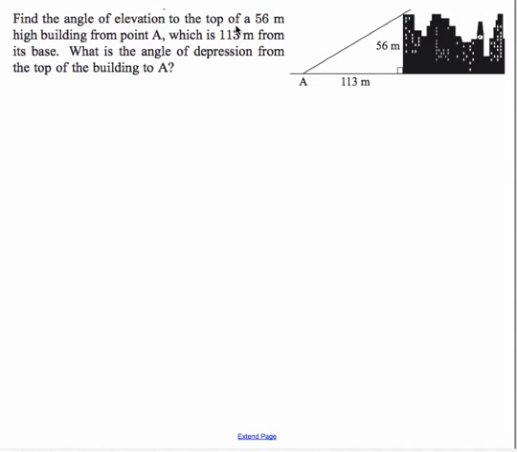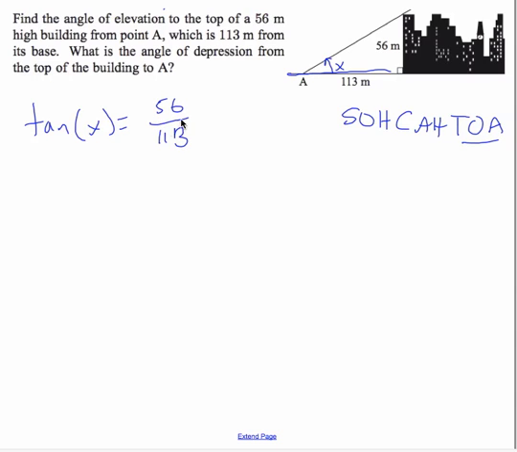Find the angle of elevation to the top of a 56-meter high building. So angle of elevation, this is the horizontal here, so the angle of elevation is right here. We call that x. We're going to find that first, and we can use SOHCAHTOA, trigonometry. In this triangle we have opposite and adjacent, so we're going to use tangent. So tangent of x equals 56 out of 113. So to get x here, we have to do inverse tan of 56 out of 113.